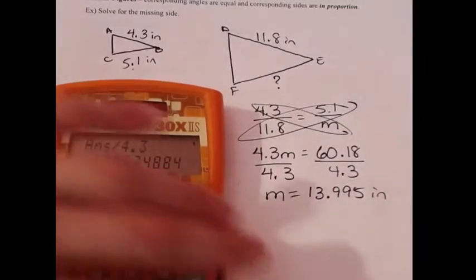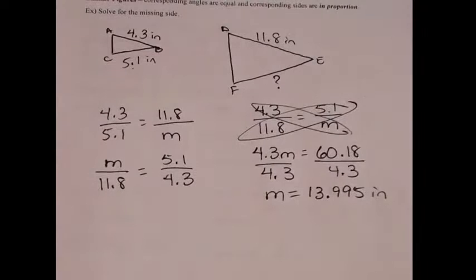So just for the sake of being different, I'm going to write 13.995 inches. Some of you may say, oh, come on, Dr. Santiago, let's just say 14.0, right? But I want to be difficult, so I want to write 13.995. So that way I'm as close to as accurate as possible.